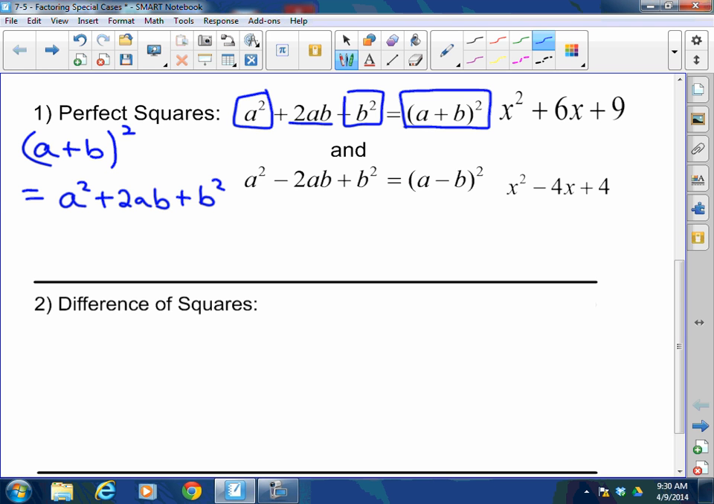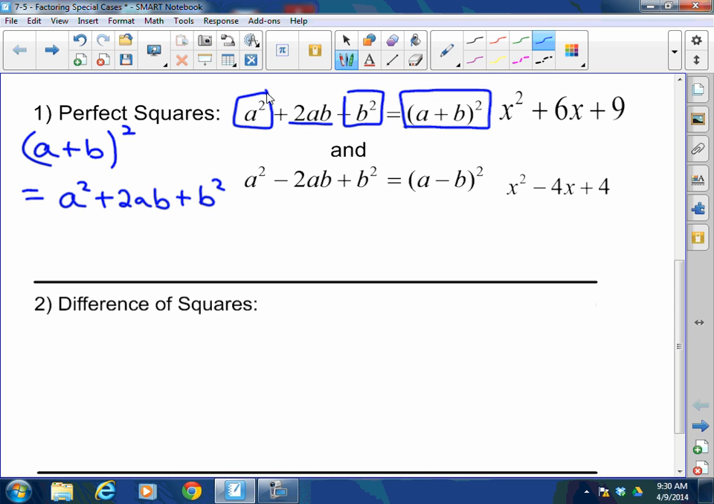Well, for those of you who learned this, this is going to be very simple for you. For those of you who did not learn this, no worries. You can either learn it now or use the normal factoring methods that I have taught you. Let me show you what I mean.